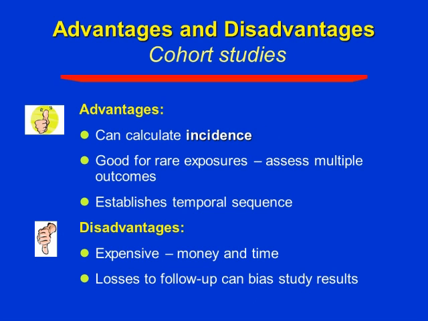The primary advantage to a cohort study is that you can actually calculate incidence. They're also an excellent study design when you have a rare exposure, because you can actually go out and hand select people with that rare exposure and then follow them over time. You can also assess multiple outcomes from any given exposure. And finally, what makes them so powerful is that you actually, in your study design, establish temporal sequence. You know that they started out without the disease, and at the end, some of them acquired the disease.